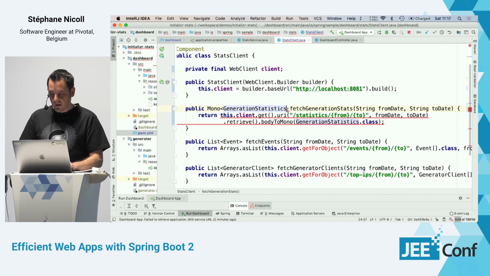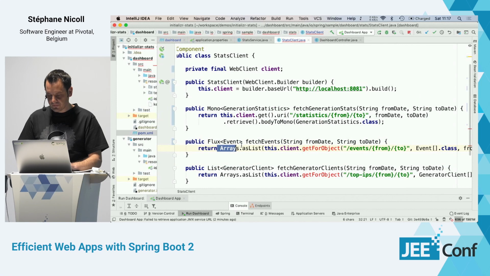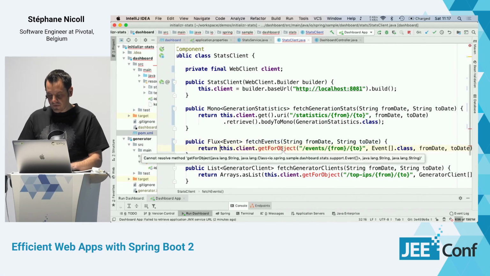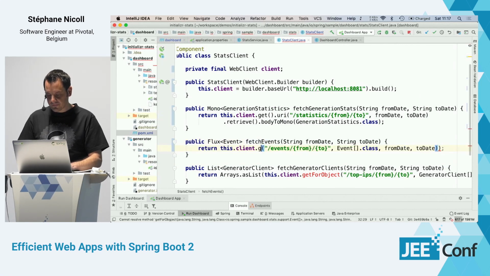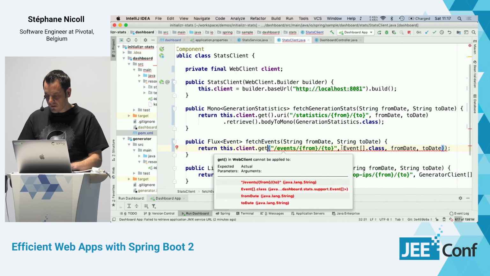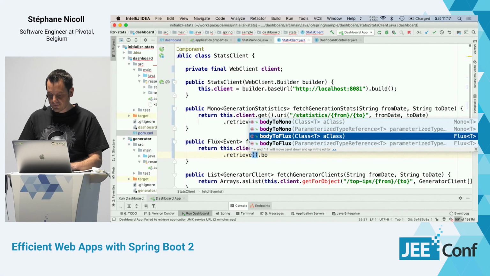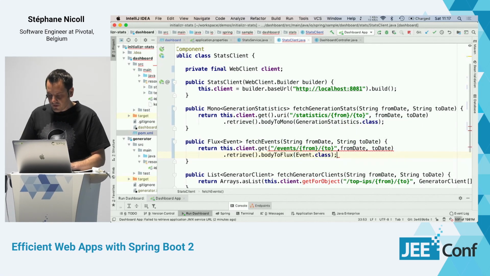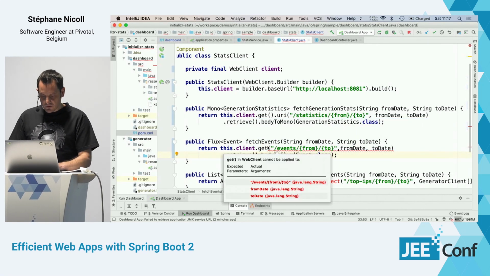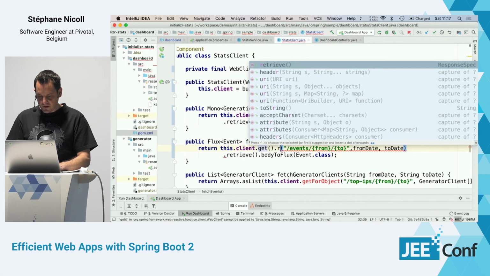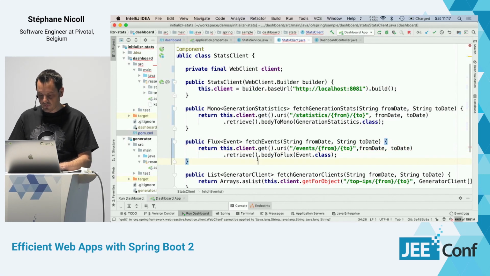If I want to return a list, you can see here I have a list of events. That's the other one. That's facts. And for that same thing, I can do get, the parameters, retrieve, body to flux. This one is a little bit different. I should probably do get URI. Probably going to work better.